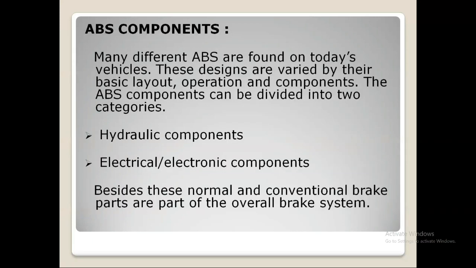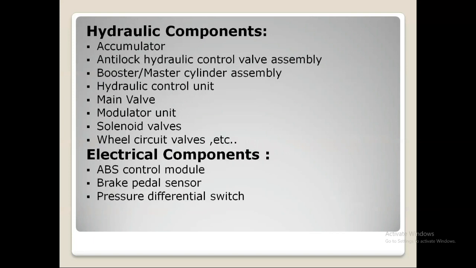Now we come to some of the main ABS components. The main components of ABS are hydraulic components and electrical components. First, let's go through some of the hydraulic components. Hydraulic components consist of the accumulator, the anti-lock hydraulic control valve, booster pumps also present in the assembly, the hydraulic control circuit unit, main valve, modulator unit, solenoid valves, etc. We have many hydraulic components, similar to the electric components, which will be present with or without ABS.